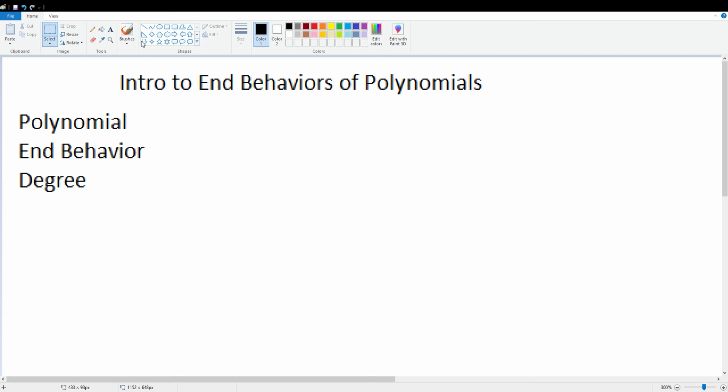So the main idea of this topic is essentially being able to understand what an end behavior is, and being able to analyze a graph or a polynomial equation, and being able to pick out what the end behavior of said graph or equation is. So first we're going to start off with some key terms to kind of just understand the topic.